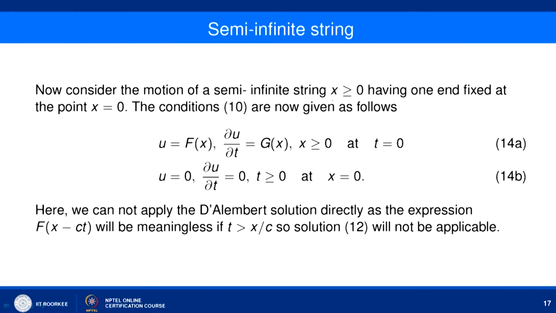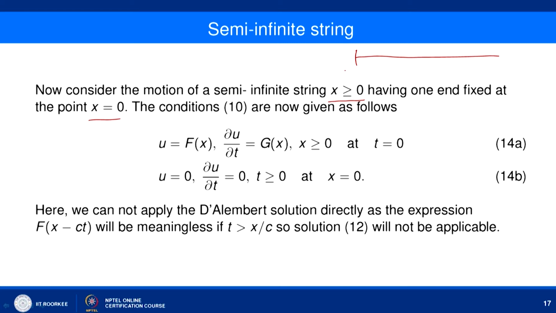Consider the motion of a semi-infinite string. Here x lies between 0 and infinity, so x is greater than or equal to 0, with one end fixed at the point x equal to 0. It is like this: you have this point, and from here it is already fixed. So at x equal to 0 your string is fixed.